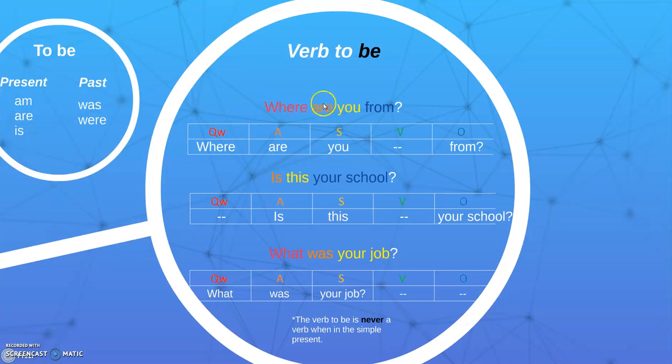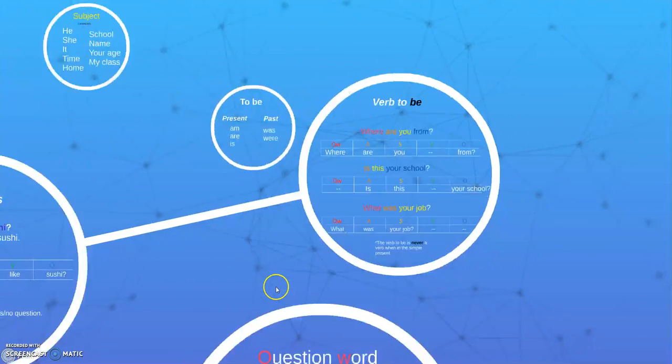In this example, where are you from? Are, which is the verb to be, is the auxiliary, and no verb. Another example, is this your school? No question word because this is a yes-no question. The verb to be in the auxiliary position, and no verb. What was your job? Was, the verb to be, in the auxiliary, no verb, and in this case, no object. So we just have to remember with the verb to be, even if it is a verb, we do not put it in the verb position, but in the auxiliary position.